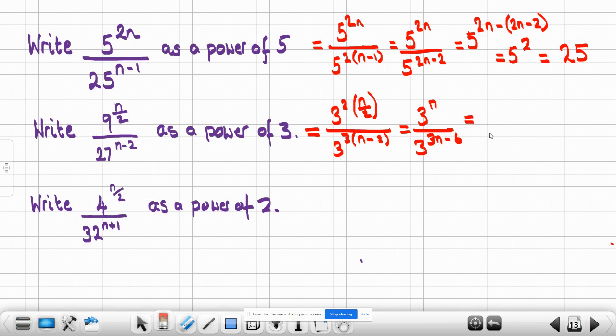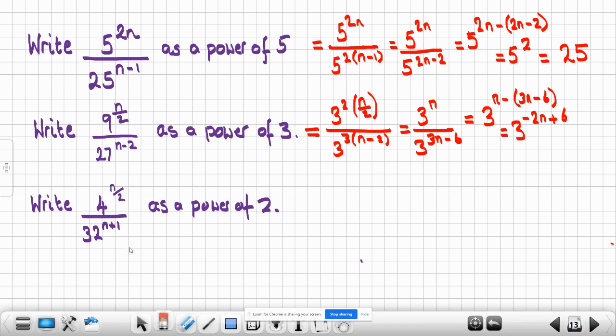Now we're going to get to the stage where we're going to subtract our indices. So we would have 3 to the n minus, again I'm going to put it in brackets, 3n minus 6. And I'm moving down here so I've got some room. So that would give us 3 to the n minus 3n, which is going to give us minus 2n. And then we've got minus minus 6, which is going to become plus 6. Okay, and that is the end of that one.